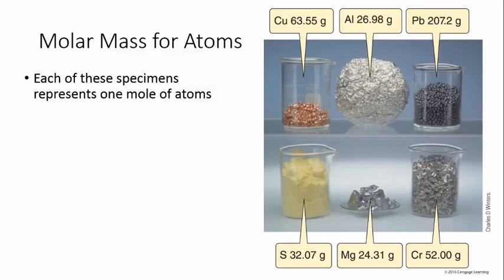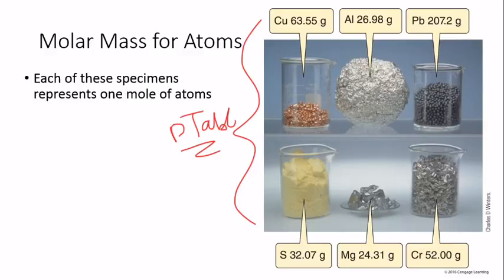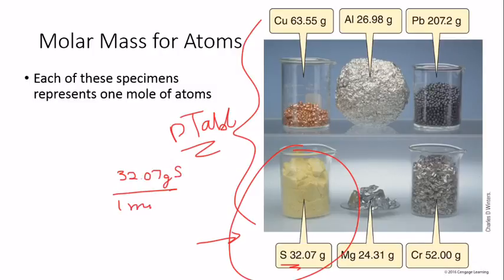For chromium, 52.0 grams. So just so we're all on the same page again, all of these numbers came from the periodic table. They are how much it weighs in AMUs for one atom of that element, and they are also the molar masses for the element. So let's pick on sulfur. For sulfur, that decimal number 32.07 grams, in this exercise I'm saying 32.07 grams of sulfur is 1 mole of sulfur. That's it.